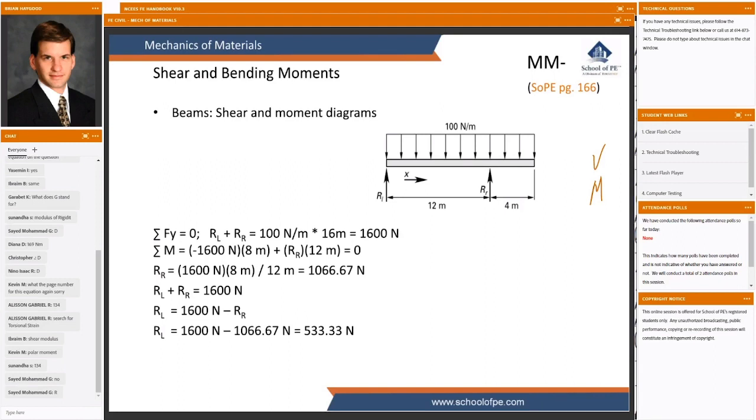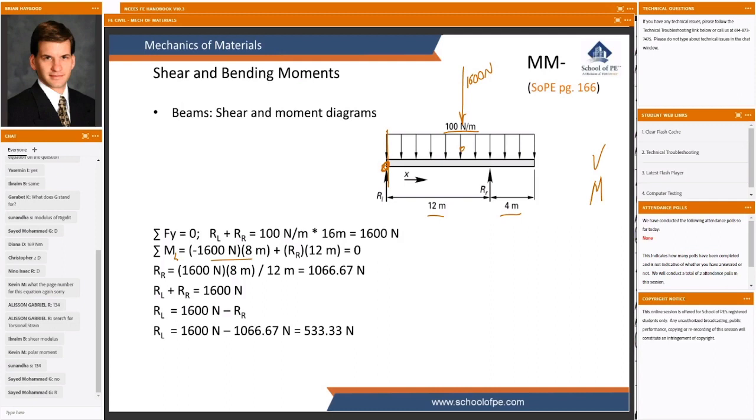We don't have any multiple choice answers to compare with, so we do need to go ahead and do this sort of the accurate way. And we might do this by way of sum of moments about, oh, it looks like they've done sum of moments about the left-hand side here, I think. Being 16 meters long, this 100 Newton per meter distributed load can be represented as a 1600 Newton load that is 8 meters from the left-hand edge of the beam.